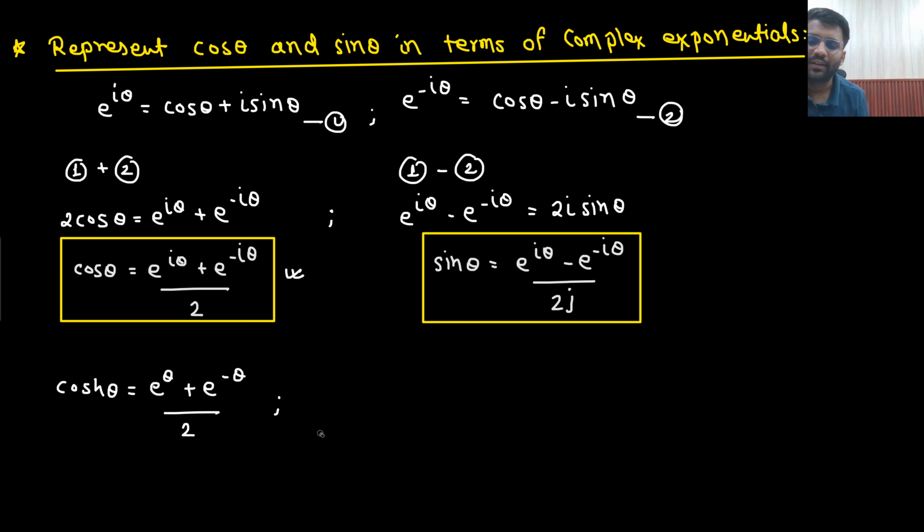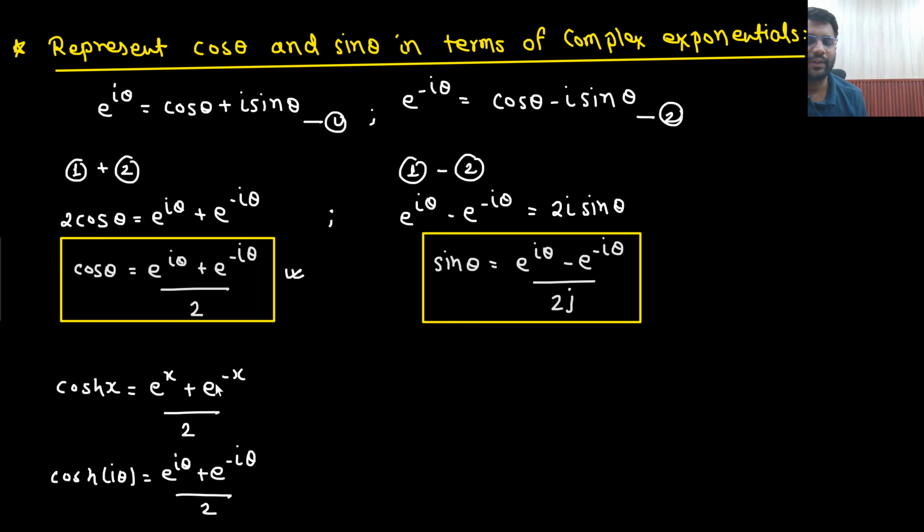Let's first treat cos hyperbolic theta only. Now what I am doing is that in place of theta, I am putting iota theta. Or let's not confuse. What is cos hyperbolic x? This is your cos hyperbolic x. Now in place of x, what I am putting? In place of x, I am putting iota theta. What I will be getting? e to the power iota theta plus e to the power minus iota theta divided by 2.